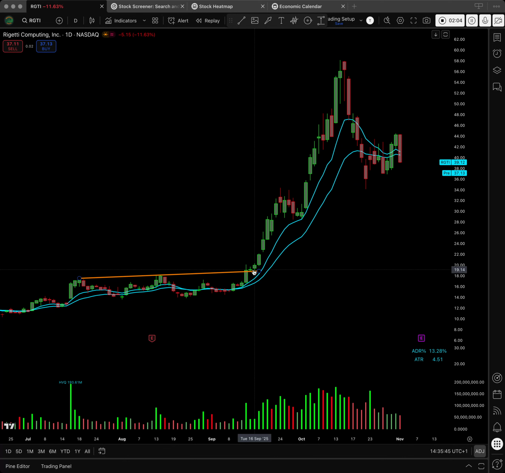We will be getting in around here. We'd be putting our stop either below the orange line or somewhere. If it's a little bit tighter than this, we can put it below the 10 and 20 day. So this is kind of what we're looking for here.